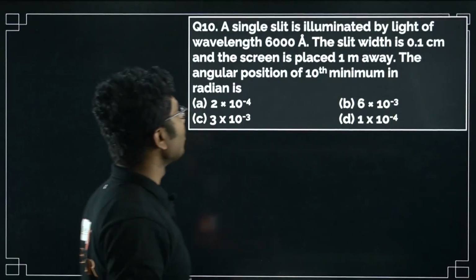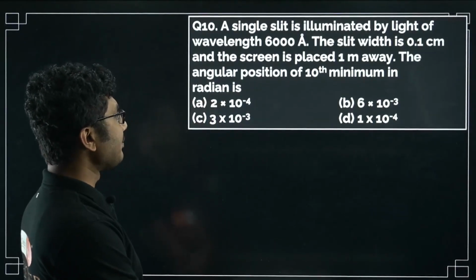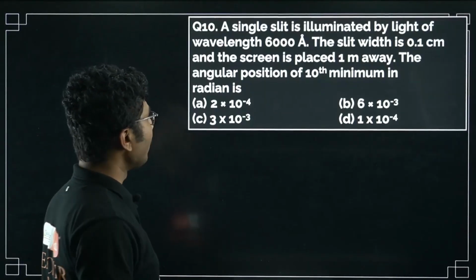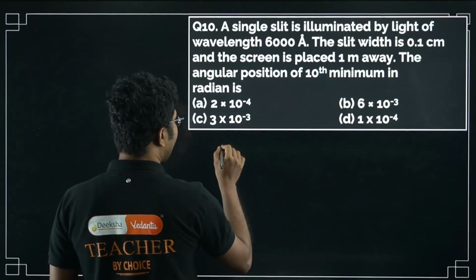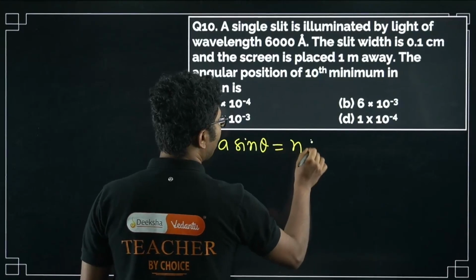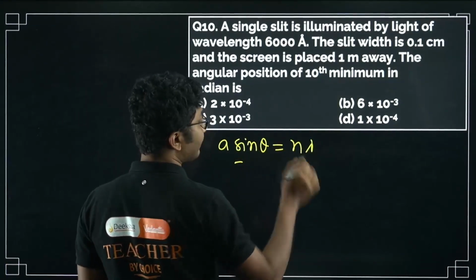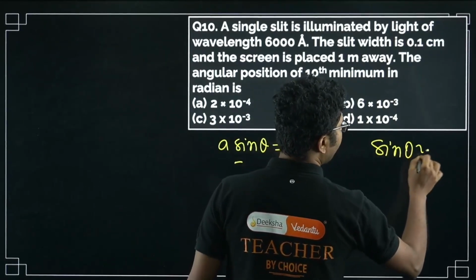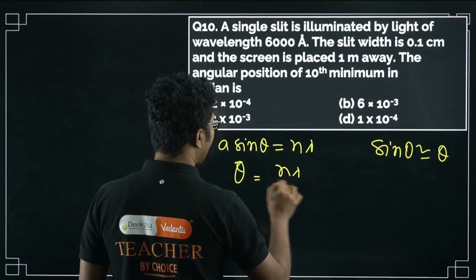A single slit is illuminated by light of wavelength 600 angstrom. The slit width is 0.1 centimeter and the screen is placed 1 meter away. The angular position of the 10th minimum is. So we know that a sin theta equals n lambda for diffraction minimum. Now sin theta is very small in this case, so sin theta will be equal to theta. So we can say that theta equals n lambda by a.